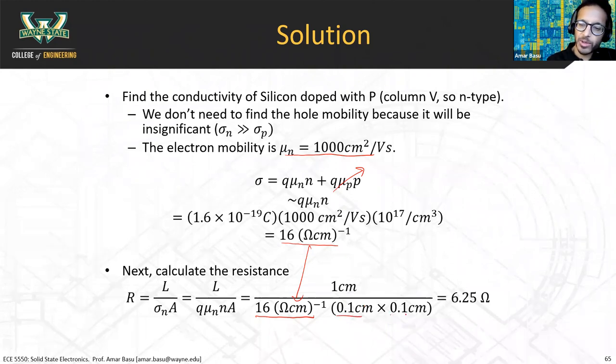So 0.1 centimeters times 0.1 centimeters, the width times the height, and then the length on the top here is 1 centimeter. And this comes out to 6.25 ohms. Okay, fairly straightforward problem, and you should be able to figure it out.